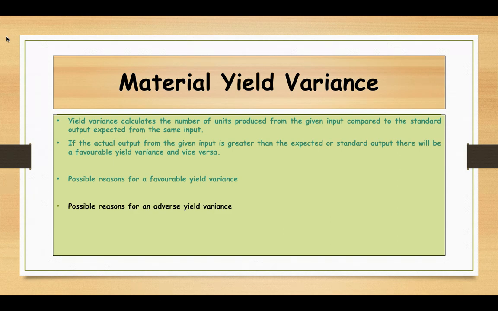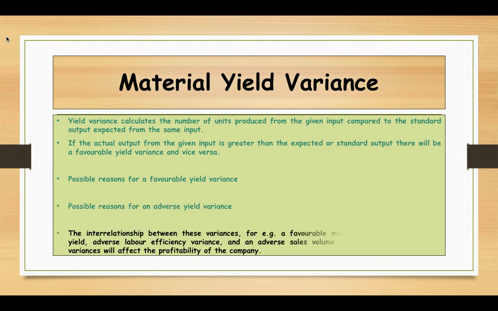On the other hand, we'll see the possible reasons for an adverse yield variance. Lower quality material mix is used. Carelessness and lack of attention from the managers involved. Inefficient labor or inexperienced workers, they end up using more materials, more wastage, or old machineries. Now we are going to see the interrelationship between these variances.